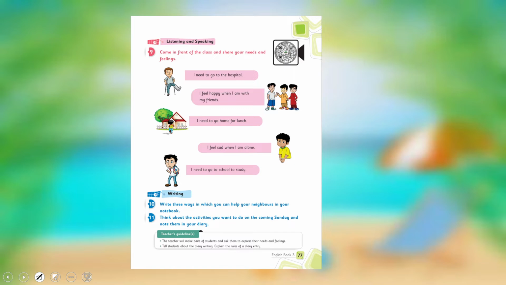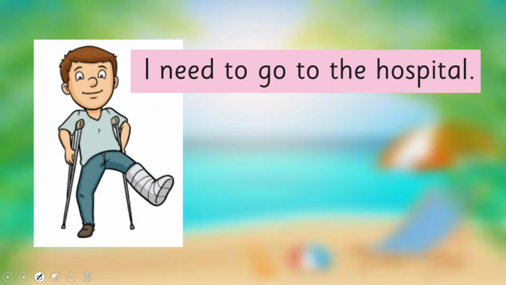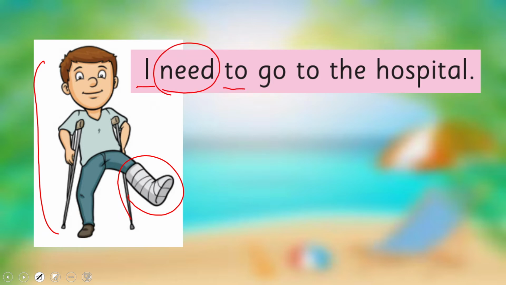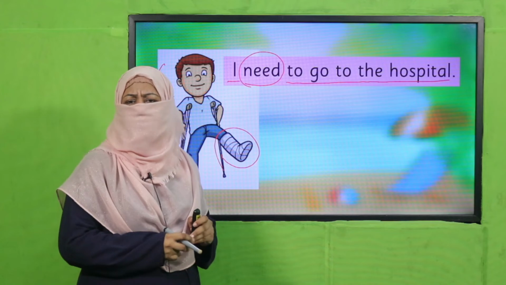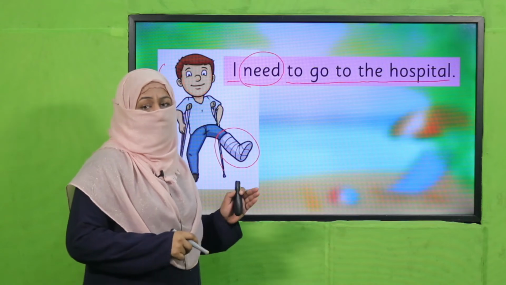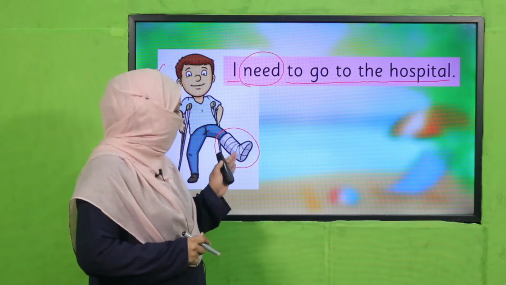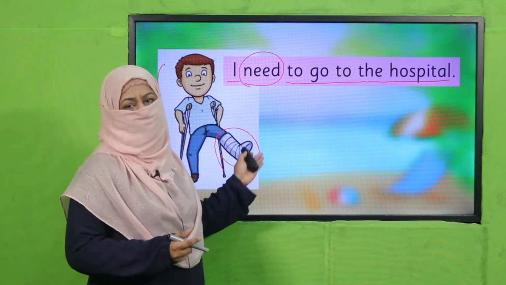All right. Now all of you open your book on page number 77. Let's see what your book says about it. Now he is a patient. You can see there are bandages on his leg. I need to go to the hospital. Definitely, a patient needs to go to hospital, right? This is how you can express: I need to go to hospital, because I'm feeling pain in my leg.